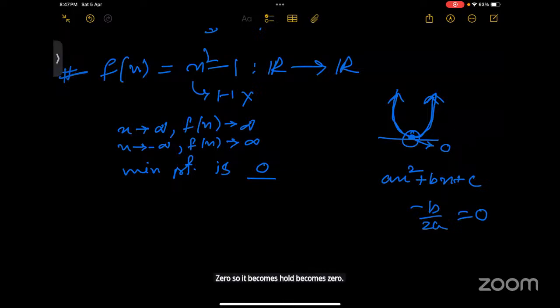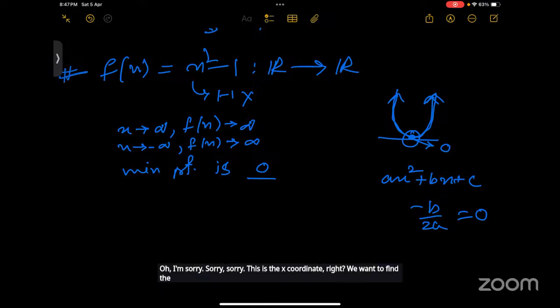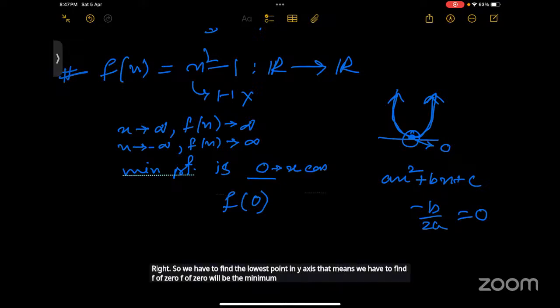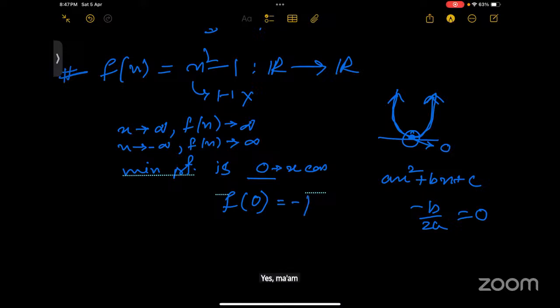Okay. Yes, ma'am. Oh, sorry. This is the x coordinate, right? We want to find the range. That means we have to find the lowest point in the codomain, not the domain, right? So the lowest point is minus 1. We have to find the lowest point on the y-axis. That means we have to find f of 0. f of 0 will be the minimum, right? Yes, ma'am, which is minus 1. So what is the range then? Minus 1 to infinity, right?